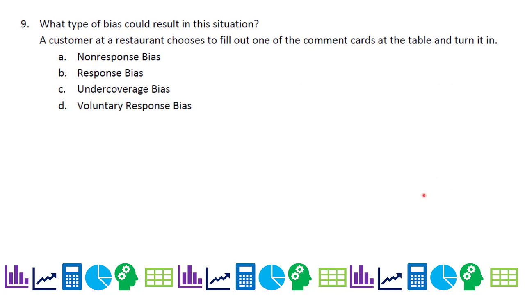What type of bias could result when a customer at a restaurant chooses to fill out one of the comment cards at the table and turn it in?